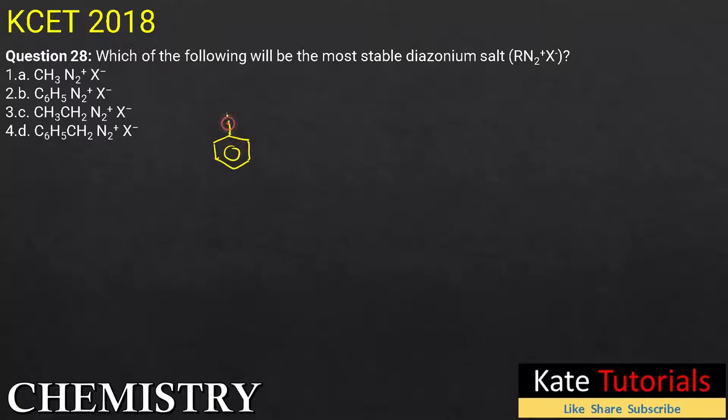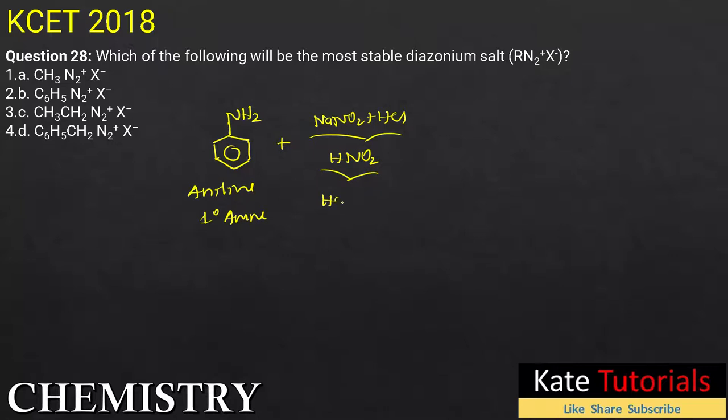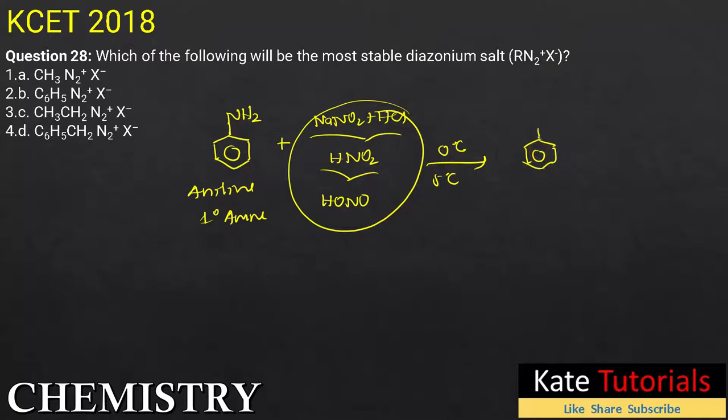To that, if I attach NH2, that is nothing but aniline. That is nothing but the primary amine. Only a primary amine will give diazotization in the presence of NaNO2 and HCl. It will form HNO2, nitrous acid, or it can also be written as HONO, right? This will be stable only at 0 to 5 degrees Celsius. So the reaction happens between them and we'll get this product.